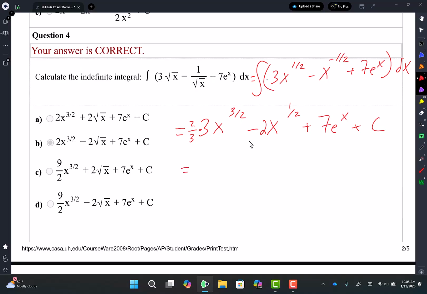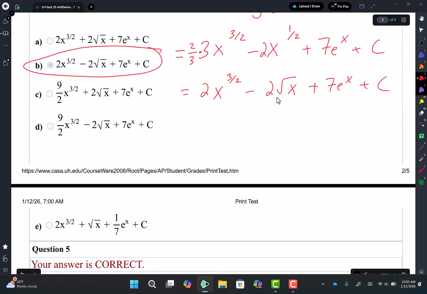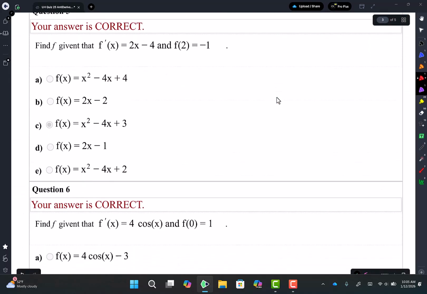Let's fix this. The 3's cancel out, or 2 times 3 divided by 3, so you'll get that 2 anyways. 2x, perfect, minus 2. That x to the half, they're probably going to write it as what? Square root of x plus 7e to the x plus c. Is that in there, guys? Yeah, it's not that bad, right?